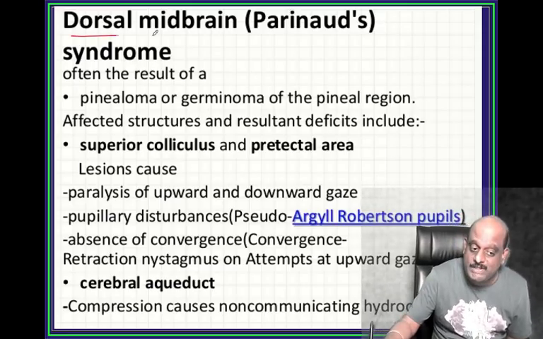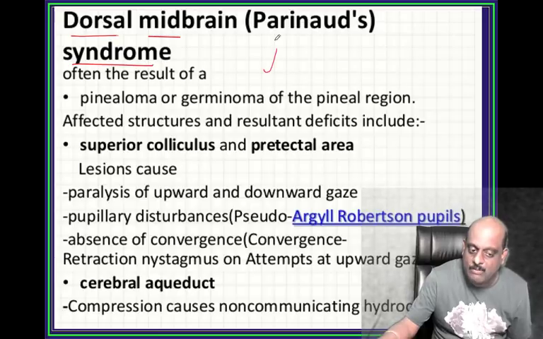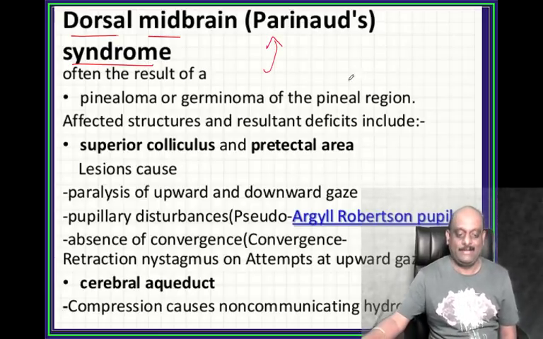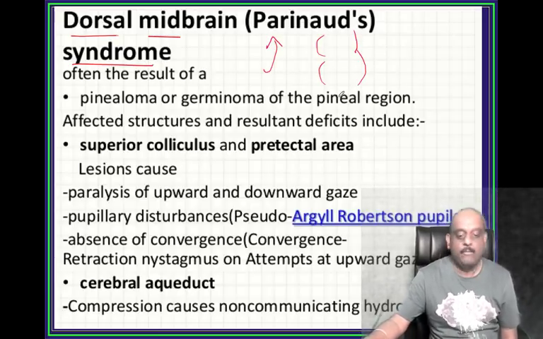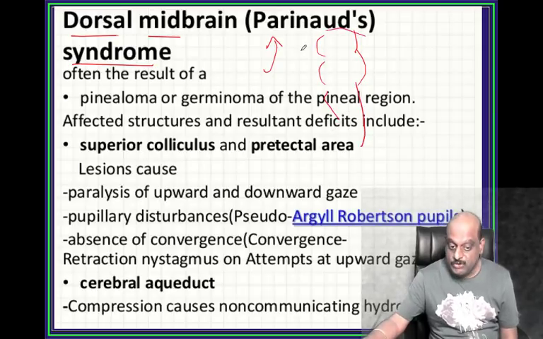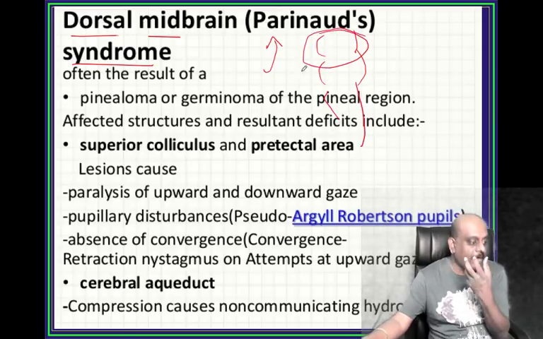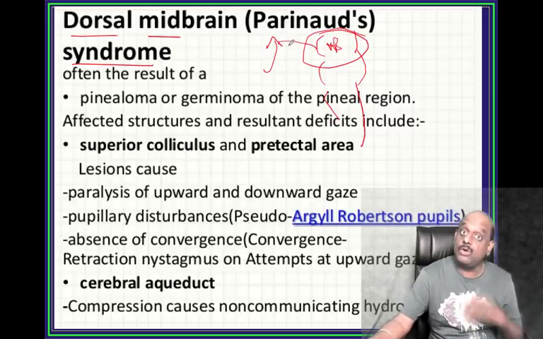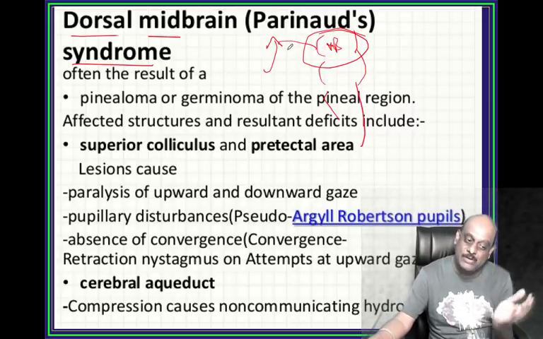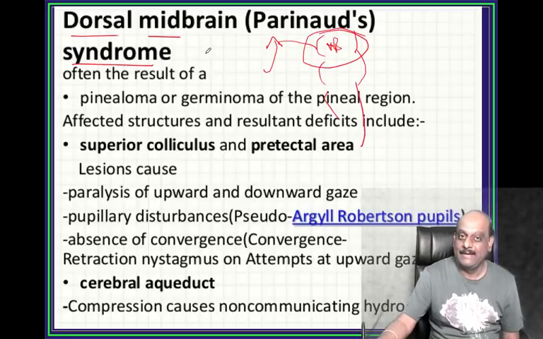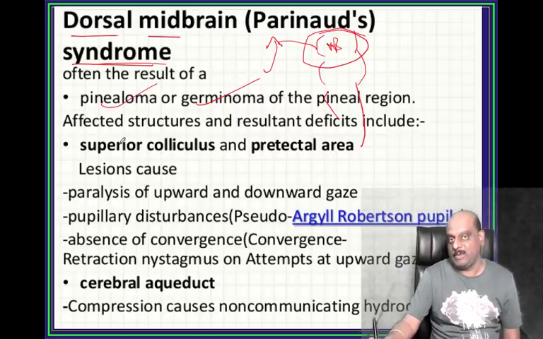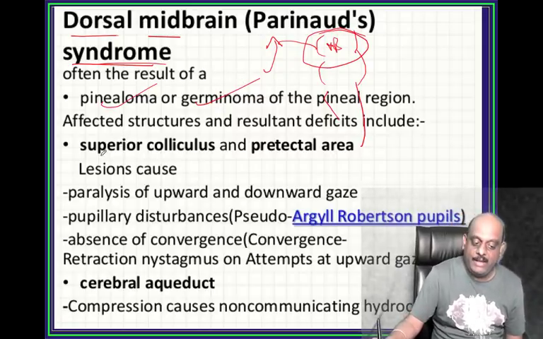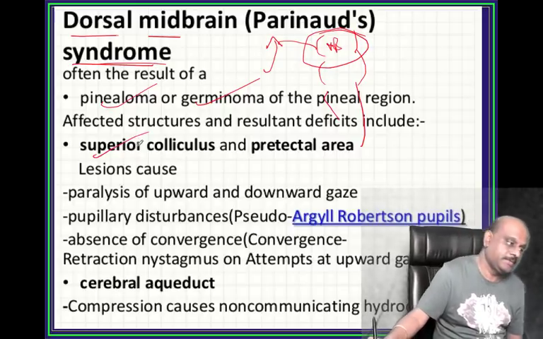So, what is the dorsal midbrain syndrome called? Parinaud. You know, midbrain, pons, medulla. So, which is at the top? Midbrain. In the dorsal aspect of the midbrain, there is a lesion, Parinaud. Any pinealoma, germinoma of the pineal gland can lead to it. Mainly, it affects the superior colliculus.